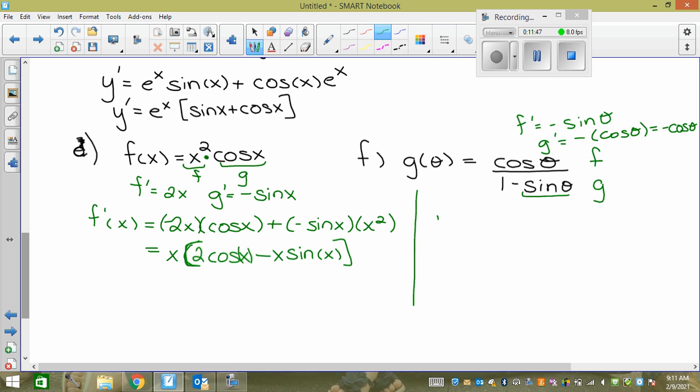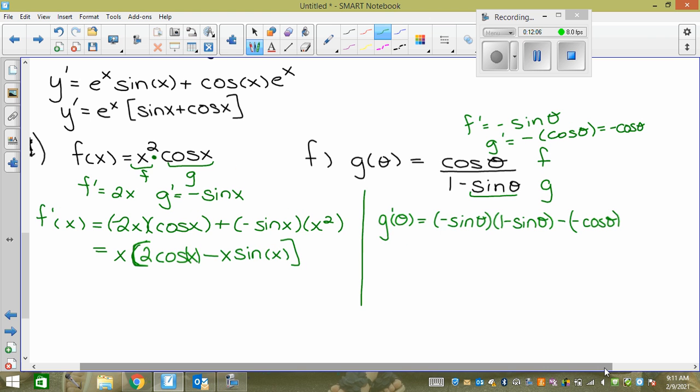So then I'm going to get g prime theta. So I get f prime, negative sine theta, g, 1 minus sine theta, minus g prime, which is negative cos theta, f, which is cos theta. So I'm going to get negative sine theta plus sine squared theta plus cos squared theta.